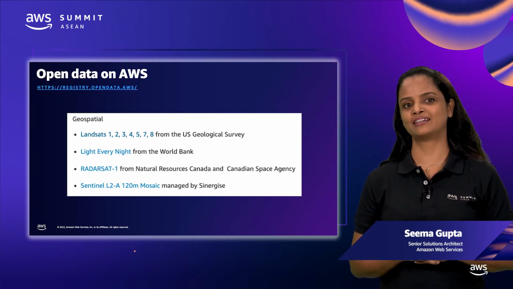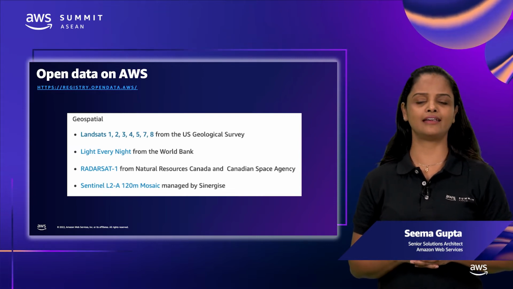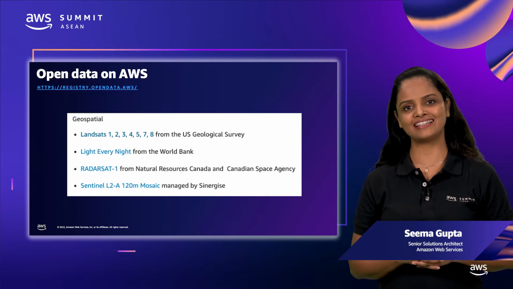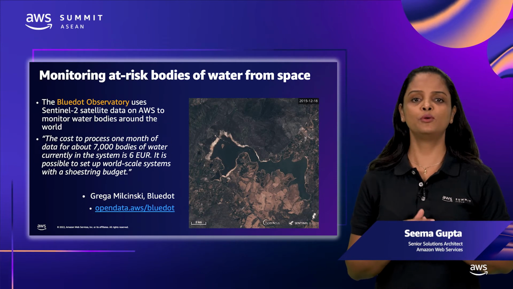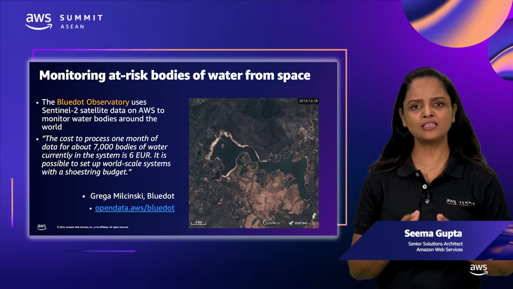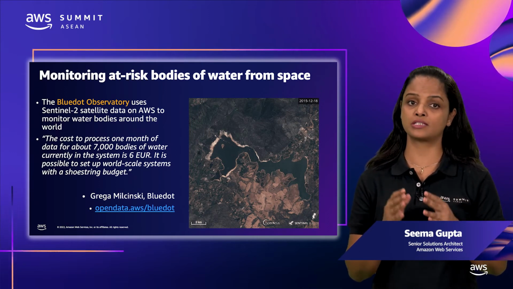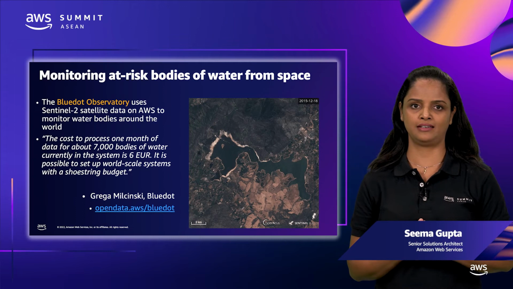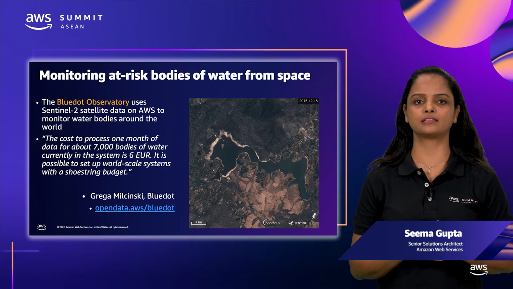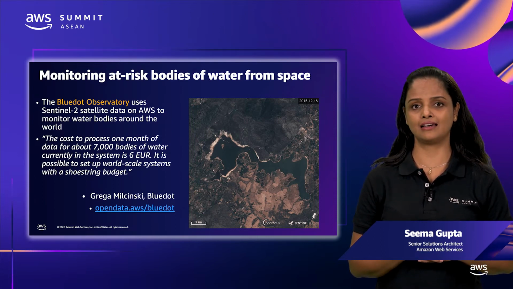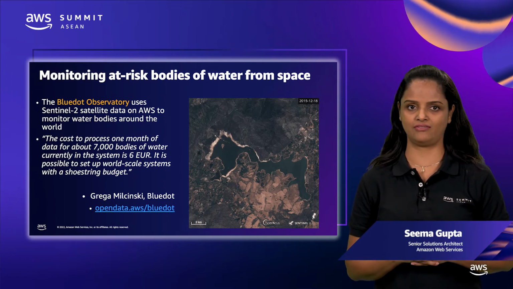Here is a screenshot of some of the geospatial data sets available on AWS. Some of our customers are creating very innovative solutions using these data sets at optimized cost. One such customer is the Blue Dot Water Observatory, which is an Earth observation-based solution that provides reliable and timely information about surface water levels across the globe. It uses Sentinel-2 satellite data on AWS to monitor water bodies around the world. What is interesting here is that working with AWS Open Data made the solution very cost-effective.